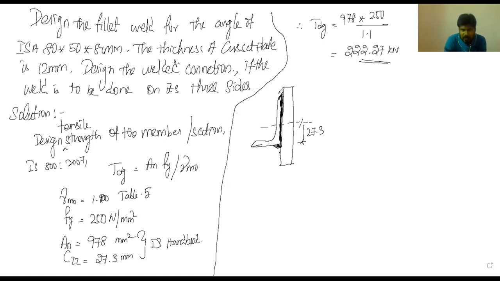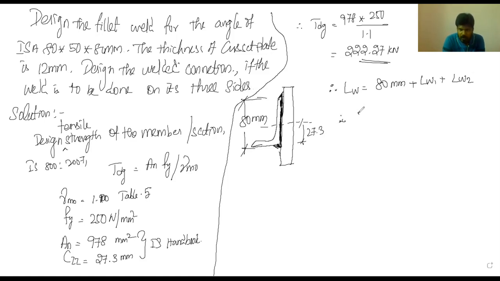Earlier it was L1 and L2. Now along with that, this also. The total height of the ISA angle section is 80 mm. Therefore, the total length of weld is equal to 80 mm plus length of weld at one side plus length of weld at another side. Now we should calculate the strength of weld per mm length.